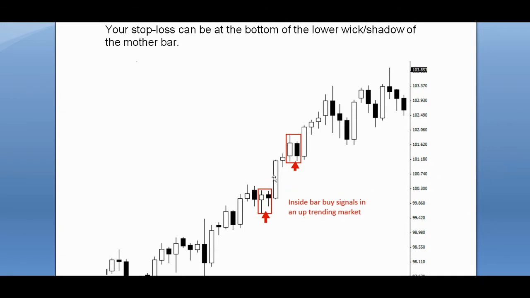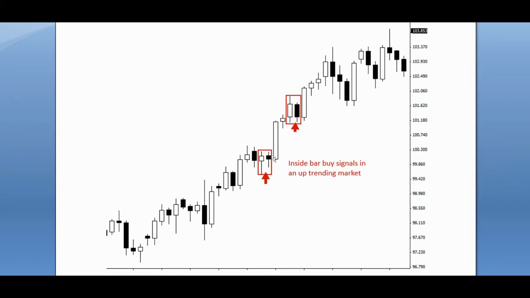So like over here, you could have drawn a resistance line at the top of the wick or shadow of the mother bar, and it broke through it very decisively. We don't have the volume down here, but if the volume was strong, which it probably would be for a candle this size, then you could take a long position and ride it all the way up. We have another example here, and the stop loss could be at the bottom of that mother bar, the first of the two candles. That would be not just a support, but actually a stop loss there.